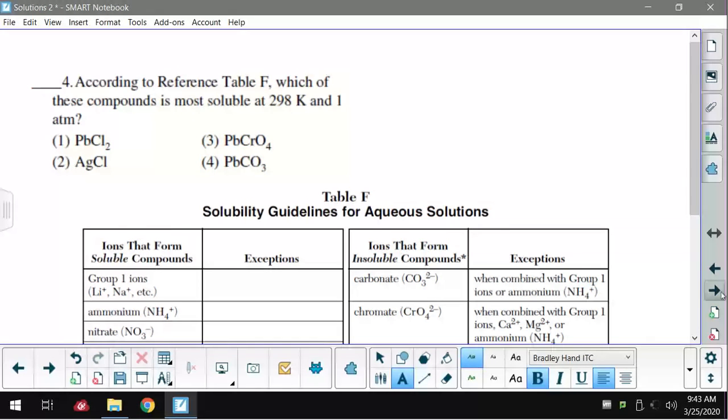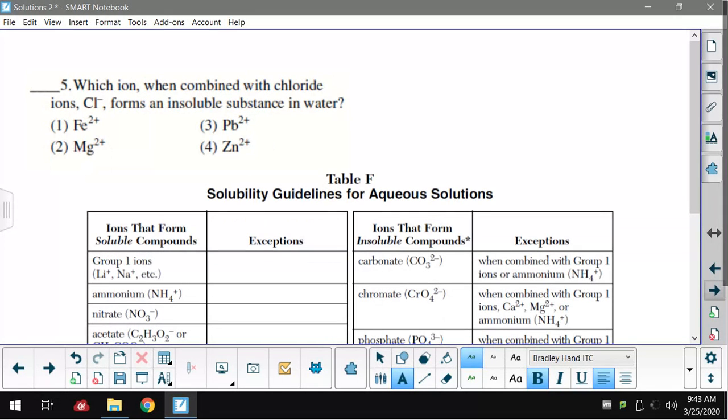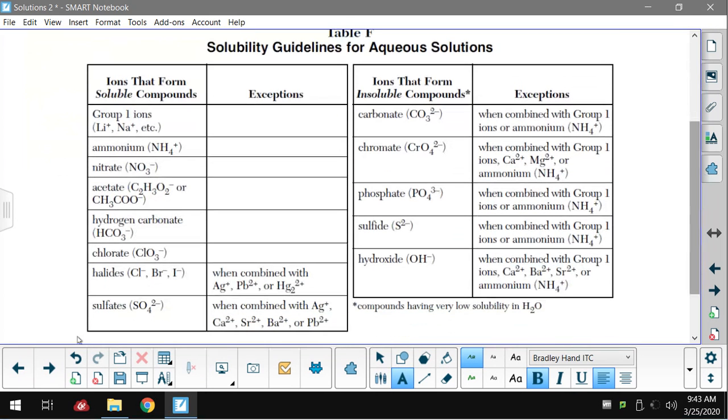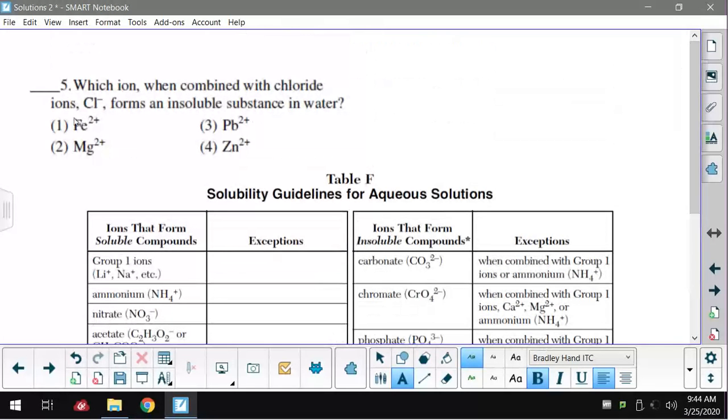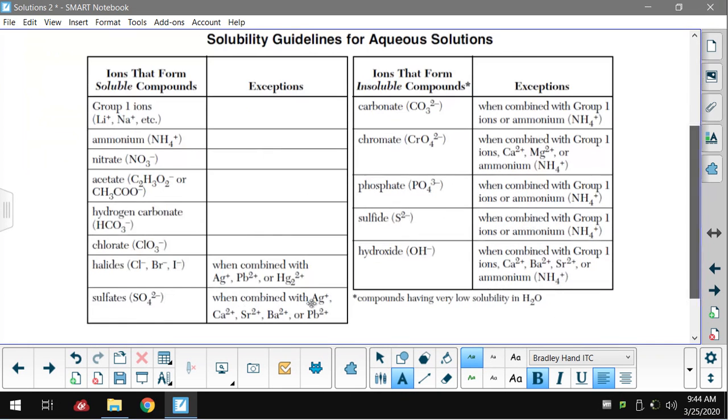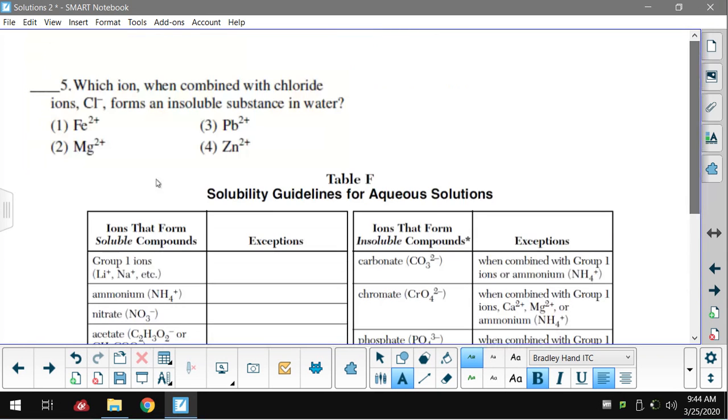So sorry about that. Number 5 says, which ion, when combined with chloride, forms an insoluble substance? So down here on table F, all the halides, of which chlorine is a halide, all of those are soluble except when chlorine's with silver, lead 2, or mercury 1, dimercury. Iron chloride is going to be soluble. Magnesium chloride, there's the one that's the exception, lead 2 chloride. Lead 2 chloride is the one that's going to be insoluble, right there. So therefore, that's the one that is insoluble.